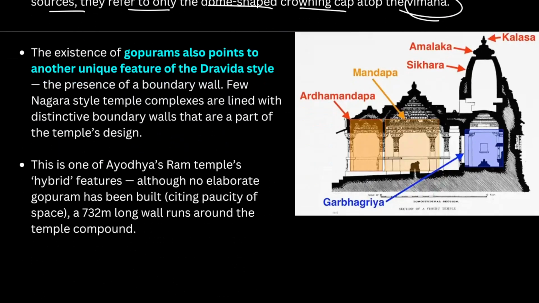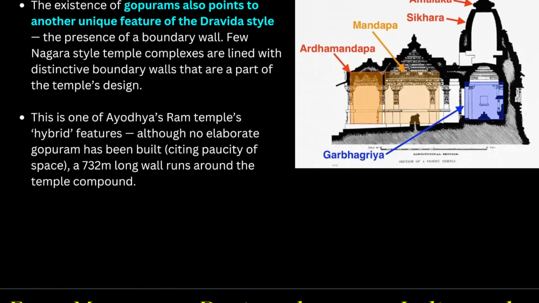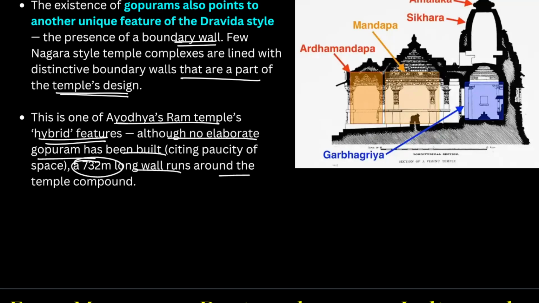The existence of Gopuram also points to another unique feature of the Dravidian style, the presence of a boundary wall. Few Nagar style temple complexes are lined with distinctive boundary walls that are part of the temple's design. So this is one of the Ayodhya Ram temple's hybrid features. Although there is no elaborate Gopuram built, a 732-meter long wall runs around the temple compound.